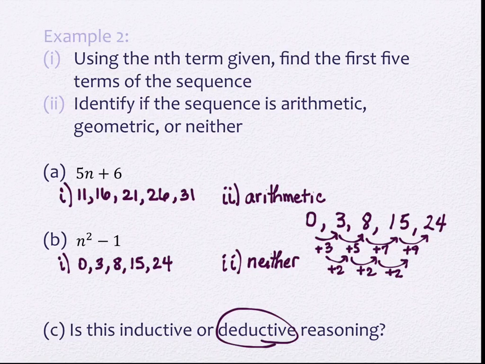What would you have to add to 24 to get the next term? 11. So the next term should be 35. Also, that's because the 9 plus 2 is 11. That's why that's happening. Yeah?